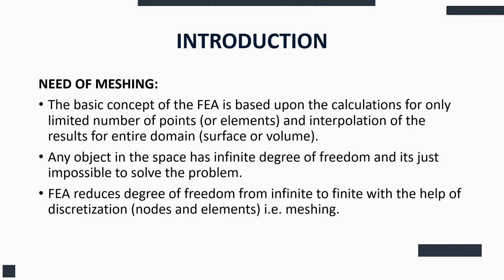Any object in space has infinite degrees of freedom and it's just impossible to solve the problem. So we reduce the degrees of freedom from infinite to finite with the help of discretization. Discretization means converting the body into a small number of elements, with two elements connected at a node. It's called meshing.